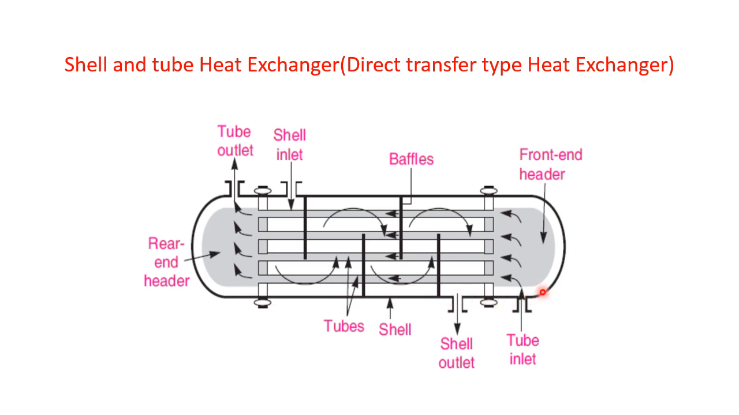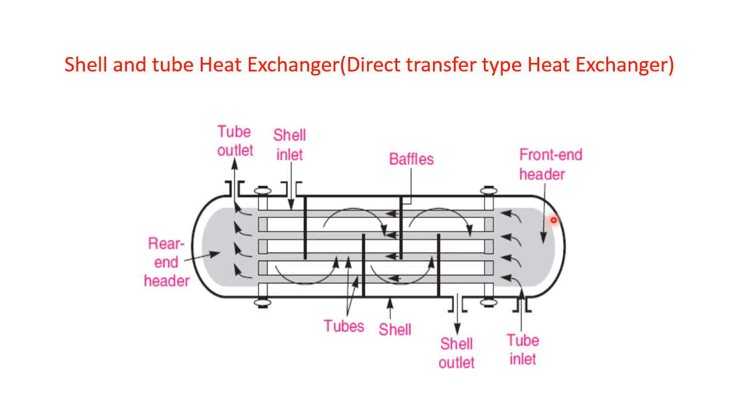This is the second component. Third is the tube header sheets. This is the tube header sheets where tubes are going to be fixed. Next important component is the front end header, and this is the rear end header of this shell and tube heat exchanger. Fourth one is the nozzles. I'll tell you what nozzles are, and next one is the baffles.